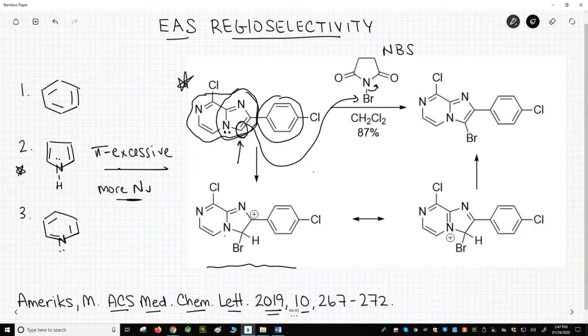One of the ring nitrogens can actually help form a new resonance form, which we show on the bottom right, which stabilizes this cation intermediate. So we form a very stable reaction intermediate. Loss of a proton by a base, like maybe the counterion for our succinimide, pushes all those electrons back, and it gives us our final product. This reaction occurs with a yield of 87%. It works very, very well.